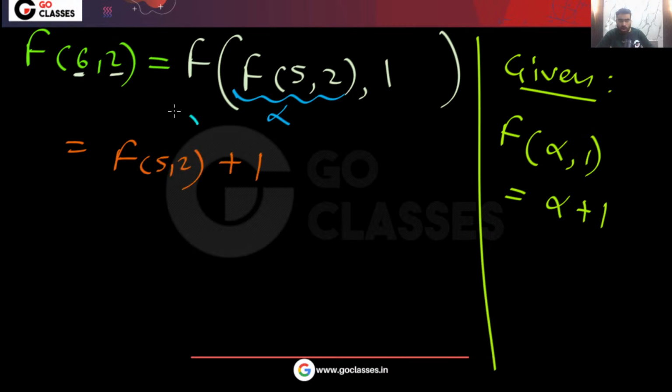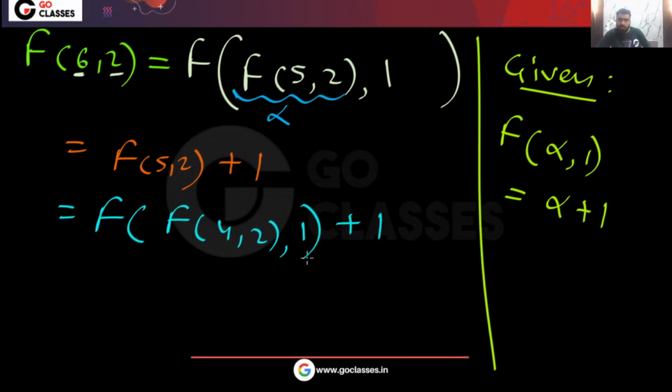Is this clear? Now we have to find what f(5,2) is. Let's find out. f(5,2) will be basically f(x, y+1) comma y, plus 1. Again you can consider this as alpha. So f(alpha, 1) will be alpha plus 1, and you will get f(4,2) plus 1 plus 1.